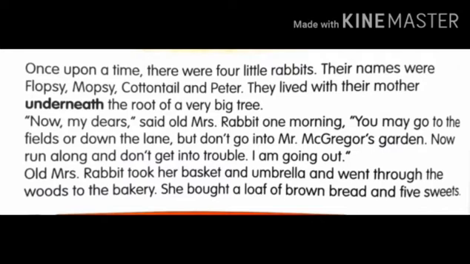So where did she go now? Mrs. Rabbit took her basket and umbrella. What did she take along with her? She took a basket and an umbrella and she went to the woods. So she went through the woods. Woods means forest here. She went through the woods to the bakery. So through the forest she went to the bakery. She bought a loaf of brown bread. So we call bread a loaf. So a loaf of brown bread and 5 sweets.